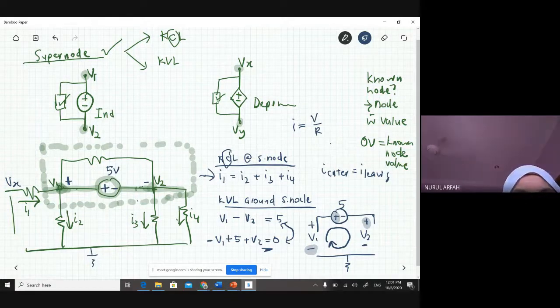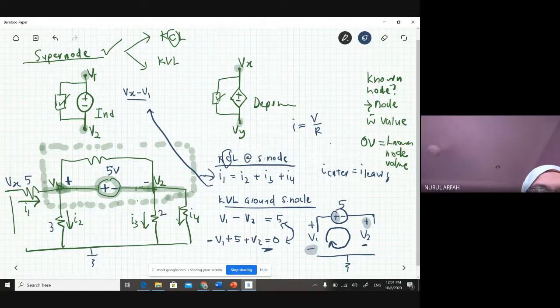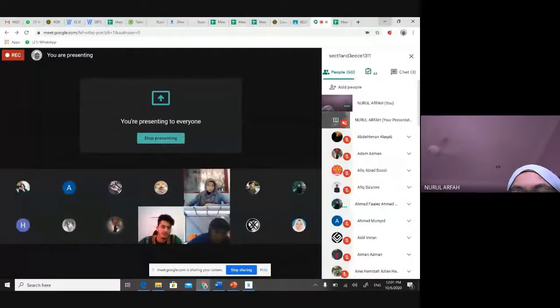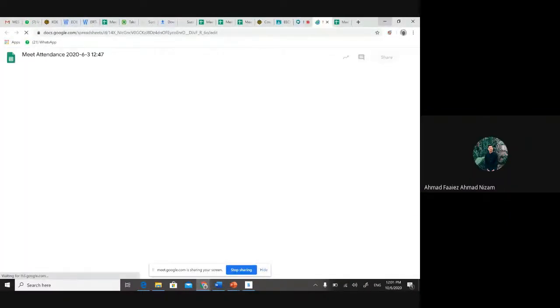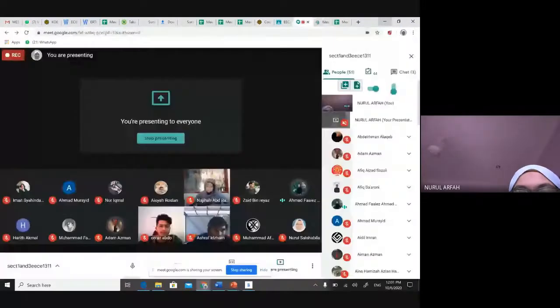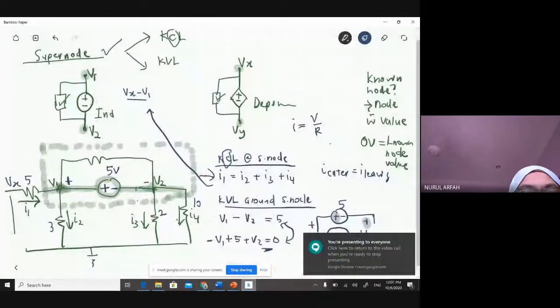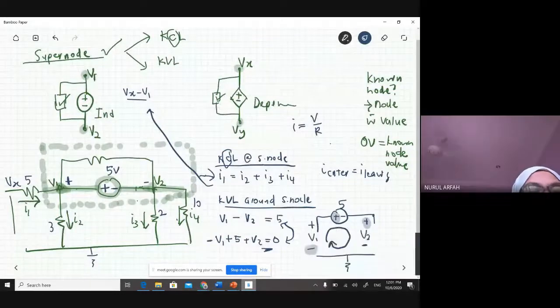And another thing, this is a ground. Yeah, the rest I think okay. So you can do the math here. Vs minus V1 over, maybe this is 5, this is 3, 2, and 10 ohms. So Vs minus V1. Why did I put Vs minus V1, not V1 minus Vs? Because Vs has the high polarity. Yes. This is according to what? Passive sign convention, yes, good.